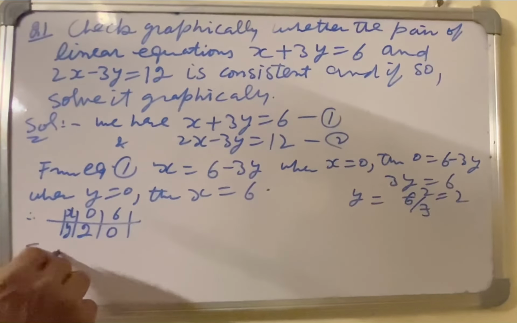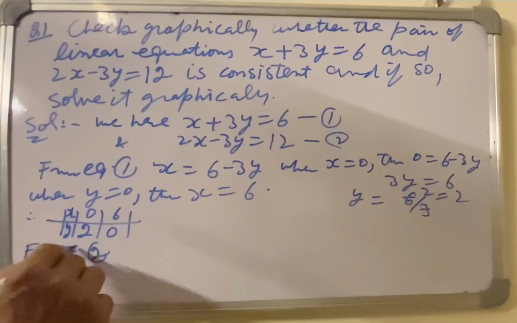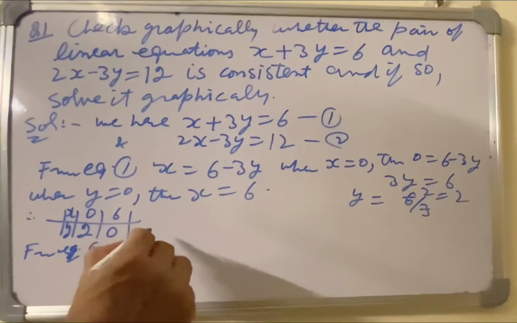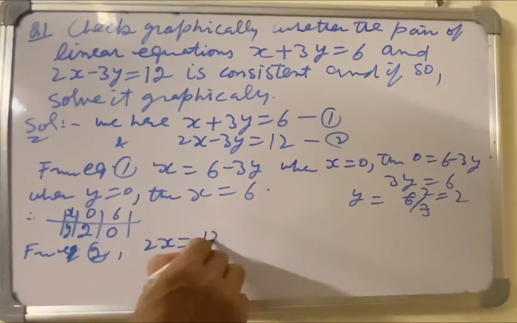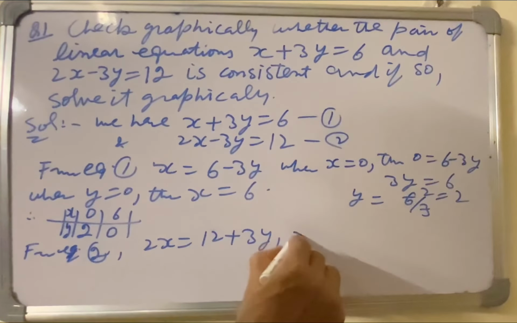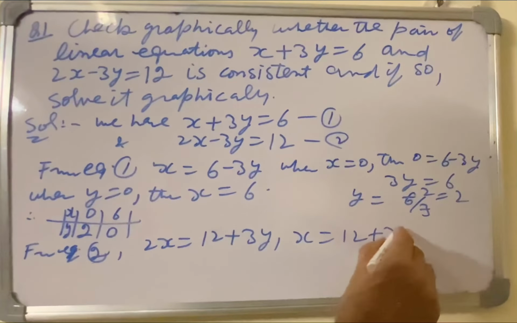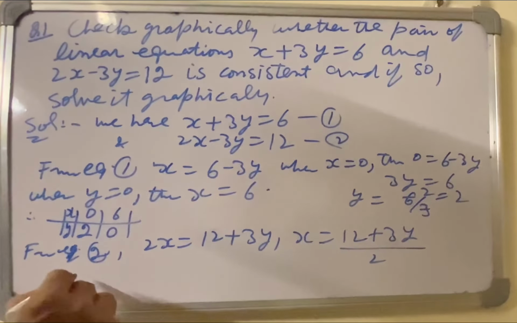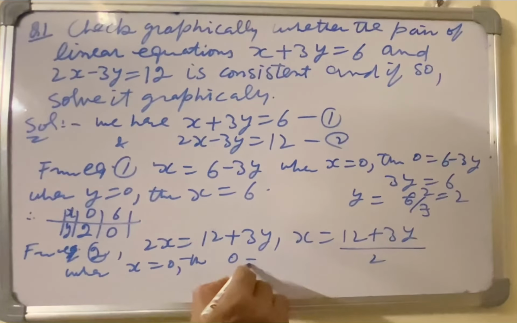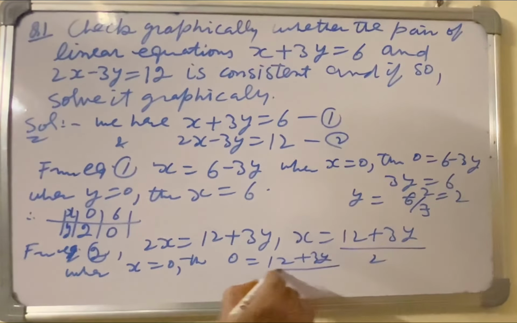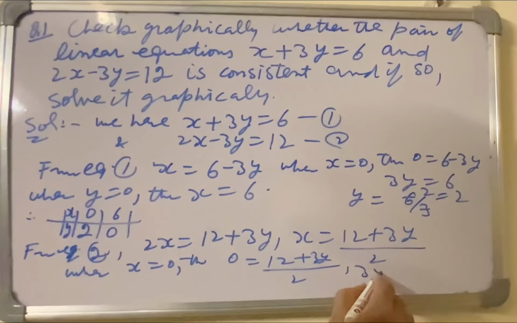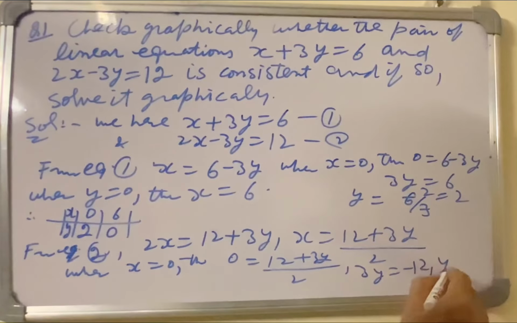Then from equation 2, 2x is equal to 12 plus 3y, x is equal to 12 plus 3y over 2. When x is equal to 0, then 0 is equal to 12 plus 3y over 2. 3y is minus 12. Y is minus 12 over 3, which is minus 4.